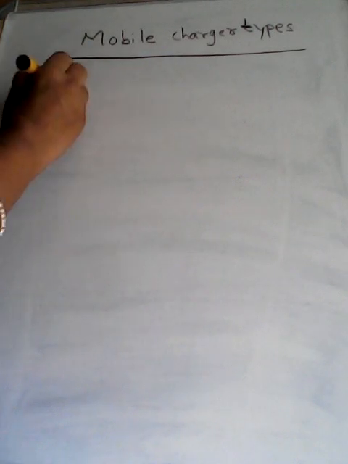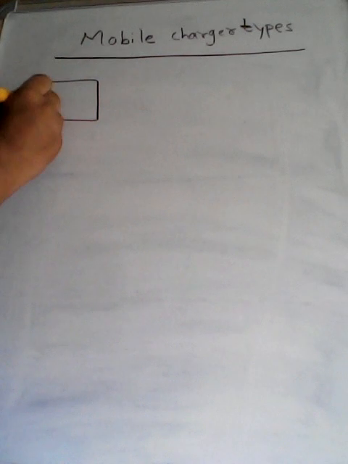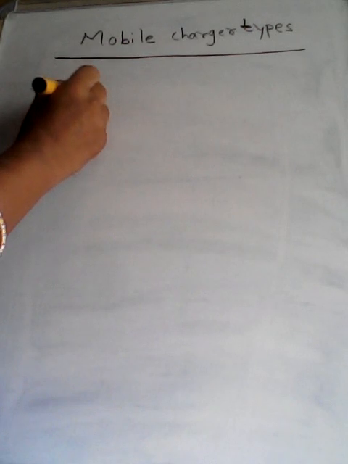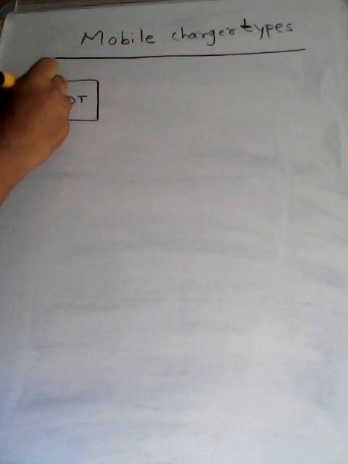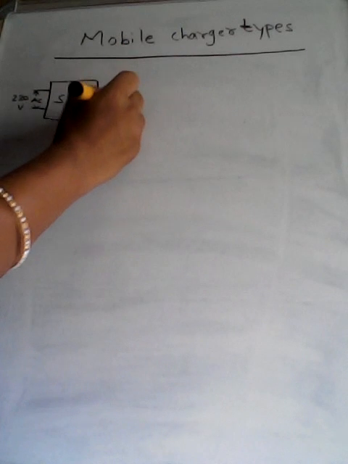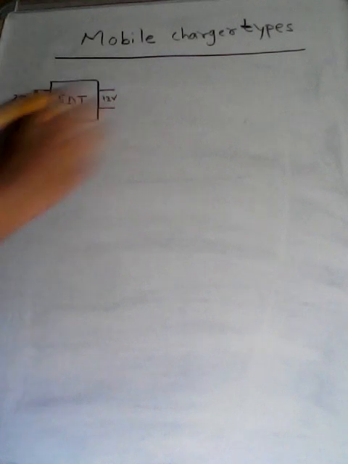In this session, I will explain about the mobile charger types. Basically, if we consider the block diagram of a mobile charger, it consists of the first block, which is nothing but step down transformer. The input is AC here, 230 volt, and that has been stepped down to 12 volt by making use of a step down transformer.